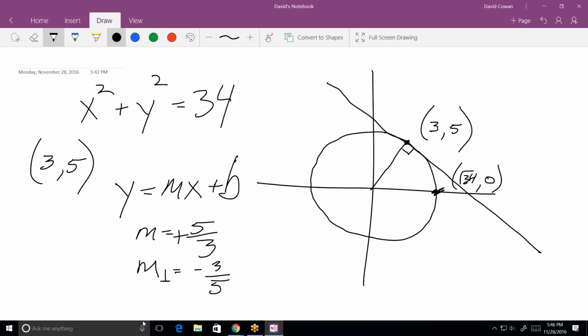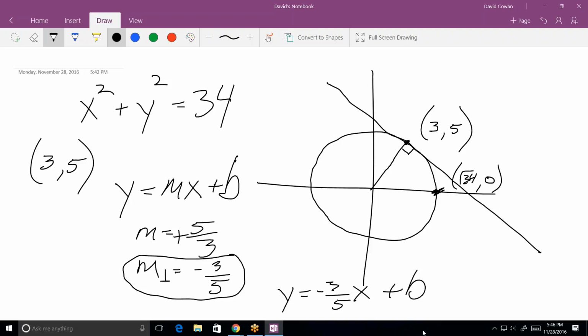Now we have enough information that we can figure out b, because we have the slope. That's what we're going to want to plug in for m. So now we have y equals negative 3/5 x plus b. And I know this point is on my line. So I'm going to plug it in for y and x, and that will allow me to solve for b.